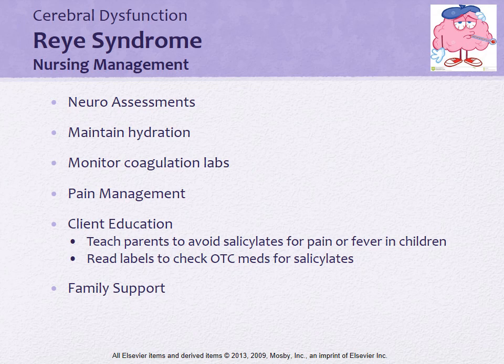so no aspirin, and avoid that Pepto-Bismol. Read labels to check over-the-counter meds for salicylates. It could be in something that they wouldn't expect. A lot of drug companies are removing it from their medications because they know it is a big issue, but they still need to check for it and be sure that they're monitoring for that. And then just providing the family support.